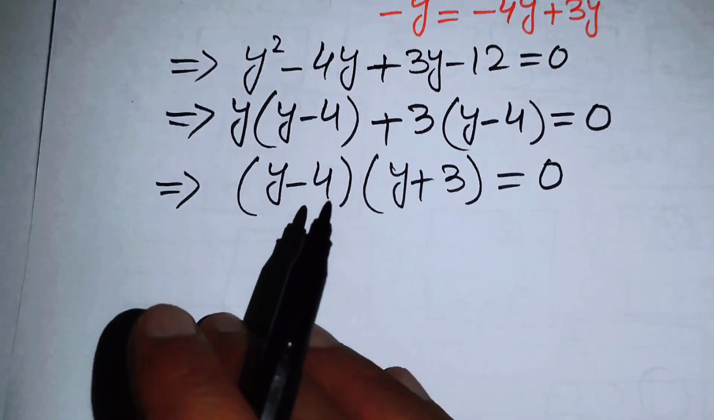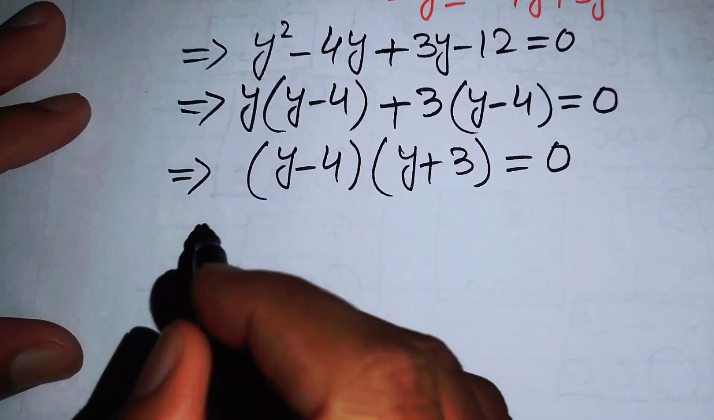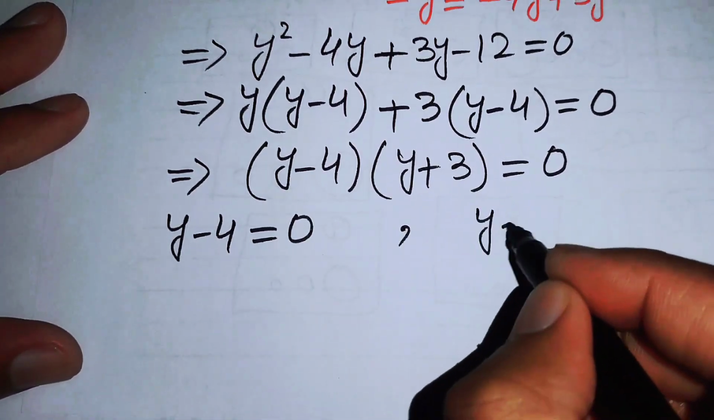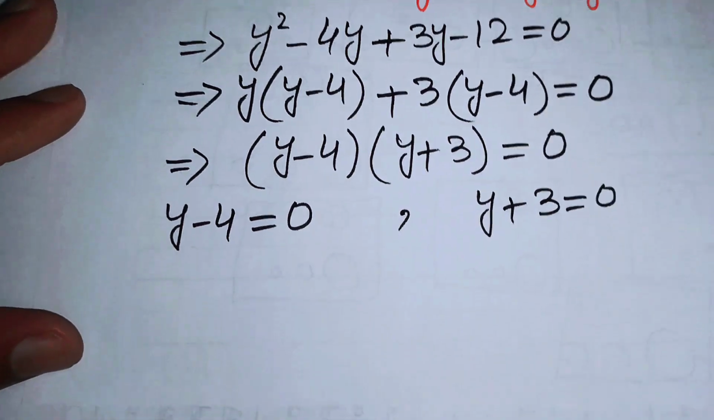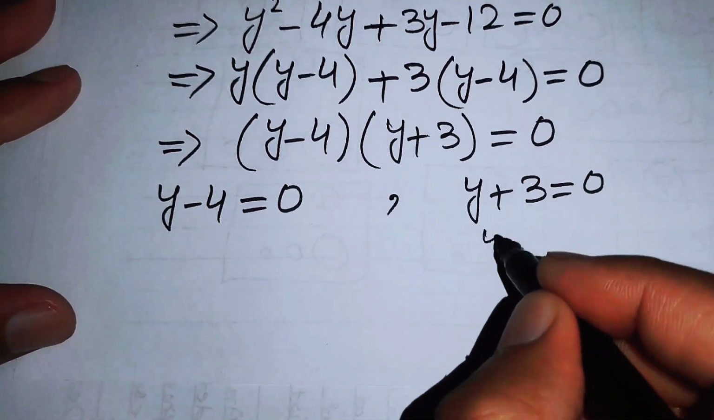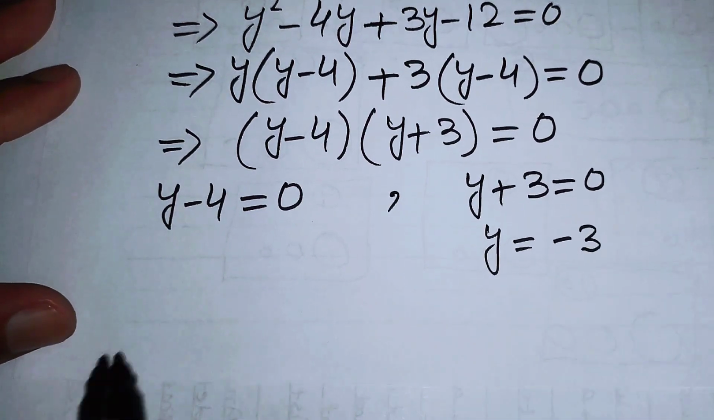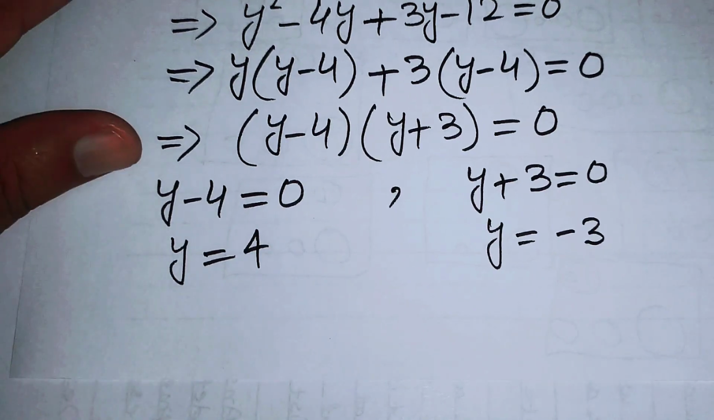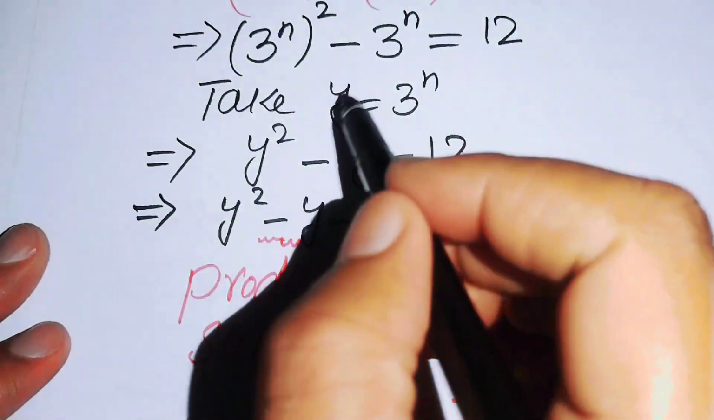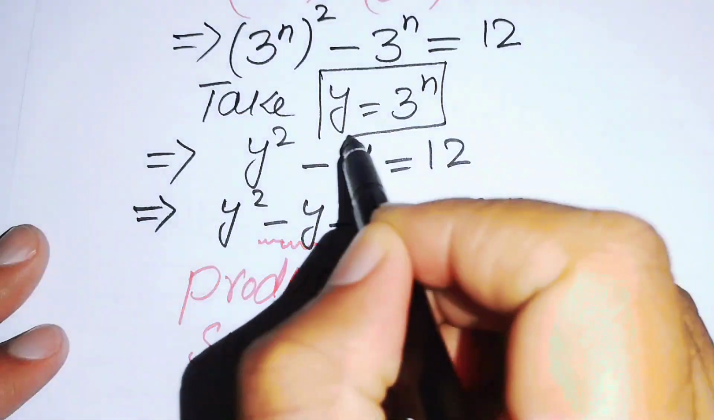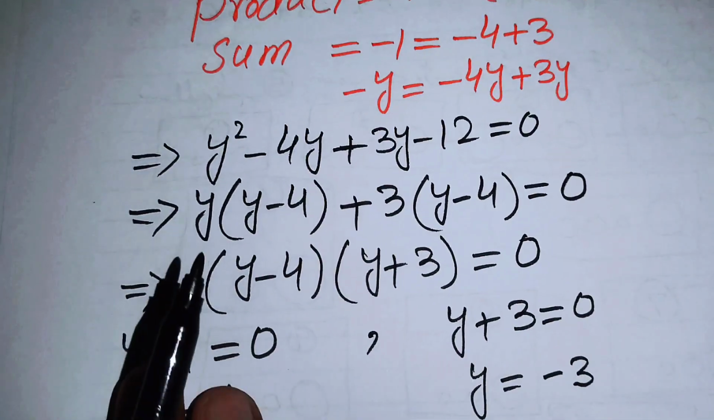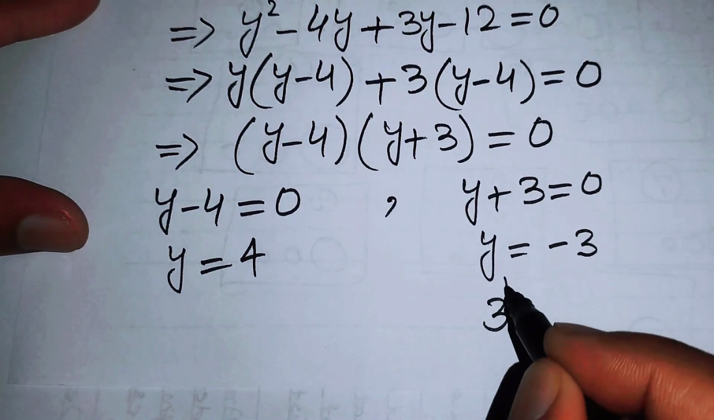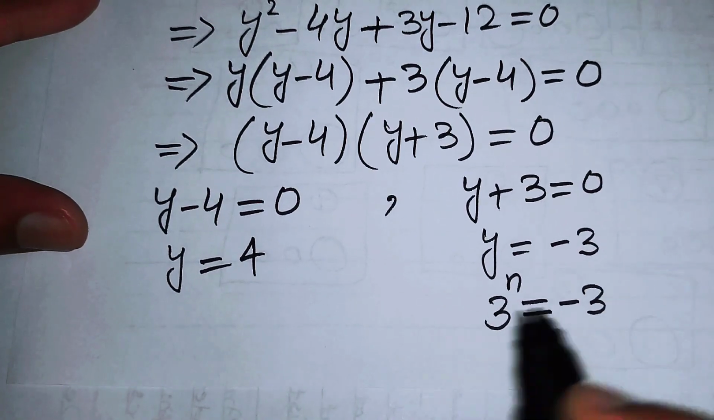And now here we have two cases. The first case is we take y minus 4 is equal to 0, and the other case is we take y plus 3 is equal to 0. So in the second case we get y is equal to minus 3, and here you get y is equal to plus 4. And now, at the start of the question we took y is equal to 3 to the power of n, and now we can back substitute the value of y, so that when you put y is equal to 3 to the power of n, it is equal to minus 3.